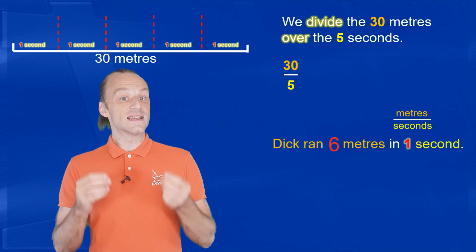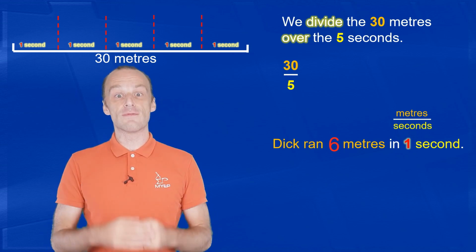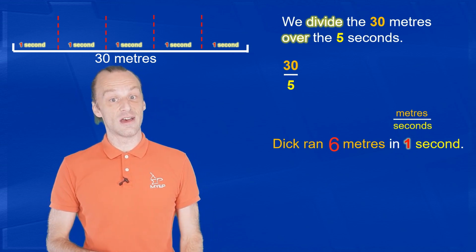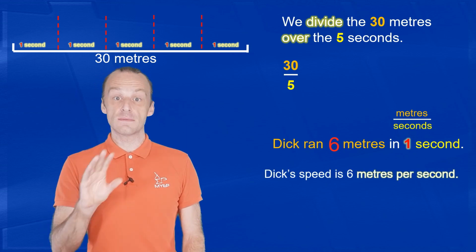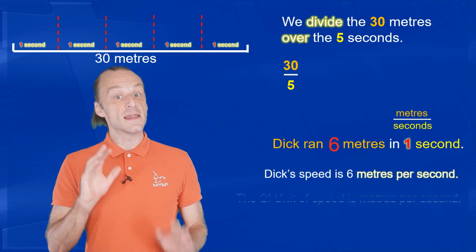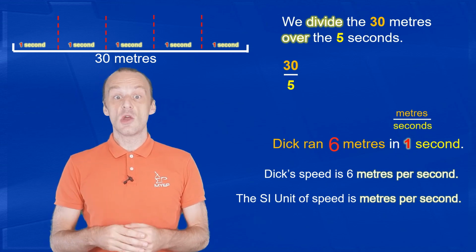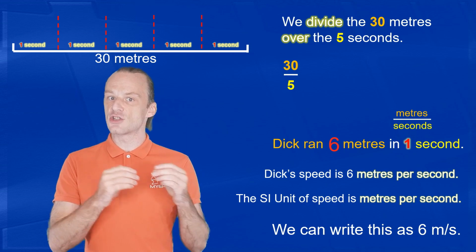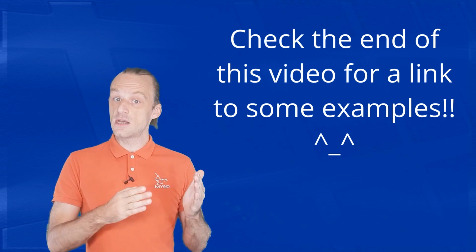So Dick ran 6 meters in each of his seconds, at least if he ran the same speed the whole time. So we can say that Dick's speed is 6 meters per second, and that's the SI unit of speed, the meter per second, which we can write as m/s. So to find the speed, we divide the distance travelled over the time taken.